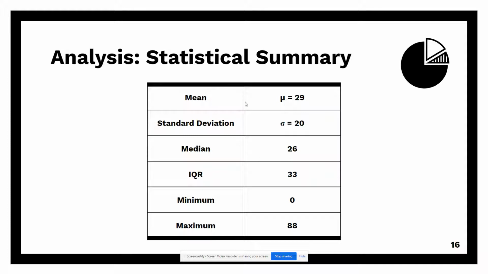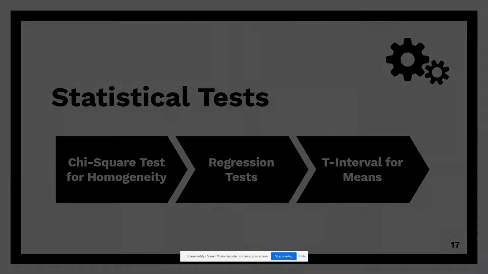Here's my statistical summary. The average error was 29 and the standard deviation was 20. The median error was 26, so that was very good considering that I'm studying over a 400-year time period. The minimum error was 0, so sometimes my algorithm did estimate right on the dot, and my maximum error was 88, which is pretty good because it never exceeded 100 years, and I am studying a 400-year time frame.